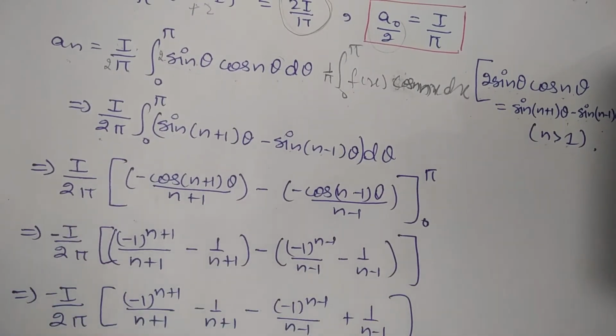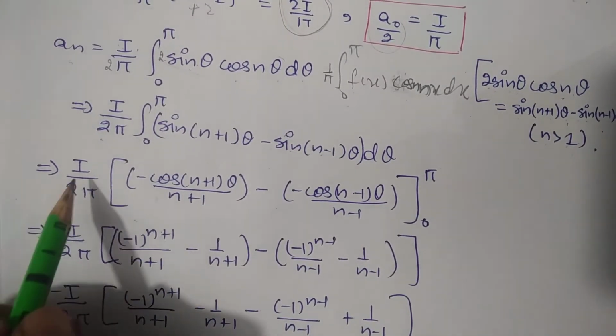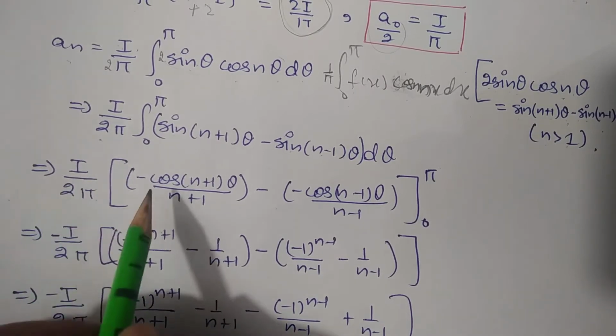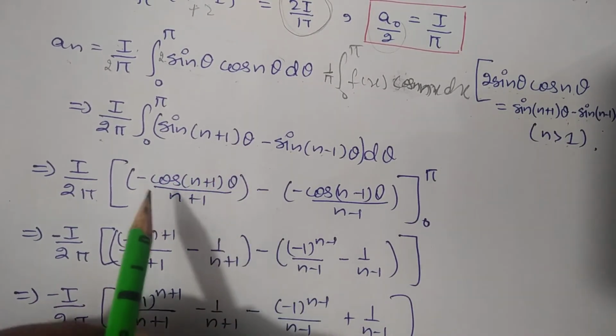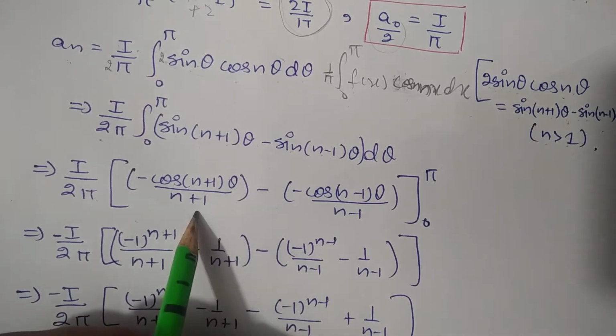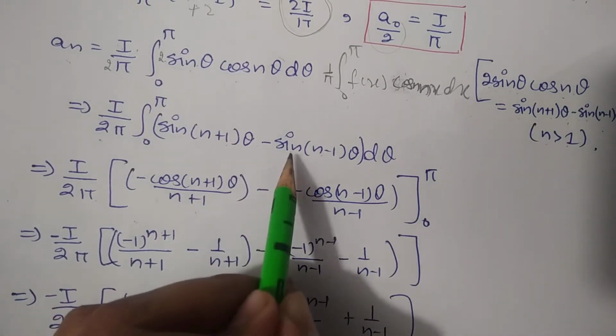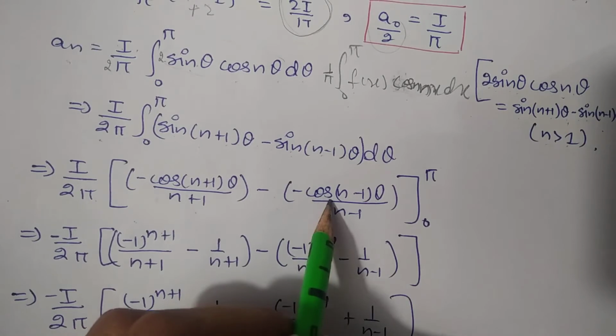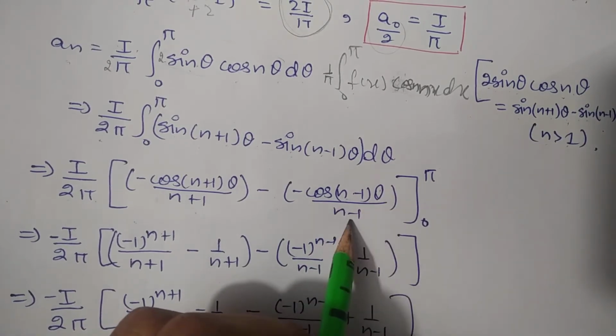Okay. So once again, this value will be I by 2 pi, and the integration of sin (n plus 1) theta will be minus cos (n plus 1) theta divided by n plus 1, minus as it is, and sin (n minus 1) theta will be minus cos (n minus 1) theta divided by n minus 1.